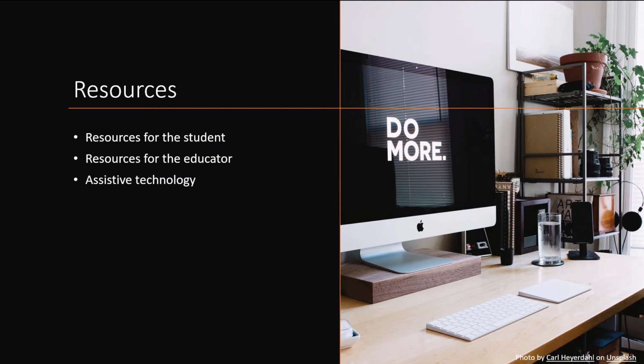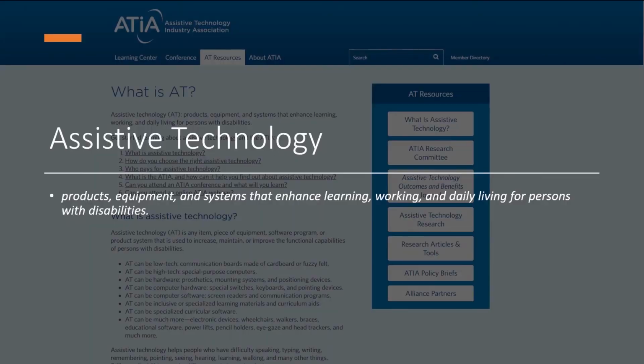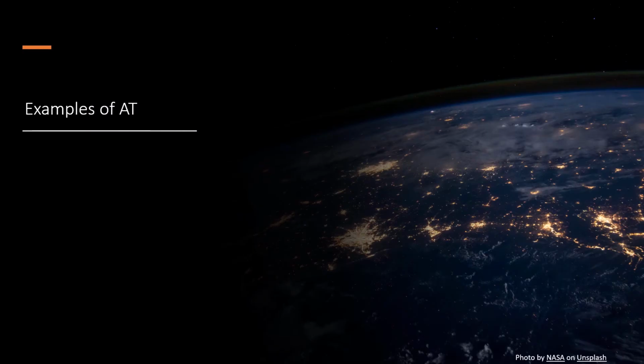It's called Assistive Technology. Well, there we go again. New word alert. Assistive Technology, or AT, is defined as products, equipment, and systems that enhance learning, working, and daily living for persons with disabilities. AT can be low-tech or high-tech. It could be computer hardware or software. It could be specialized learning materials or special curriculum.